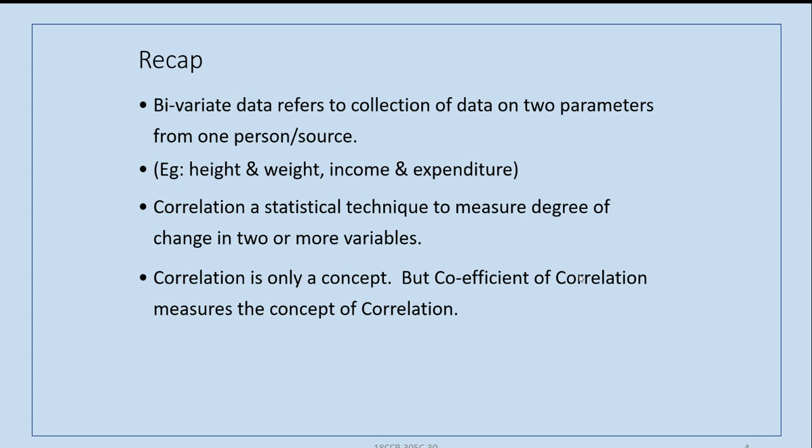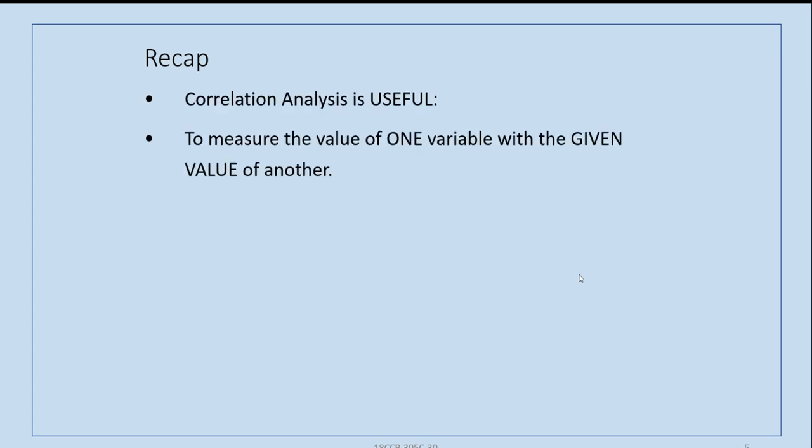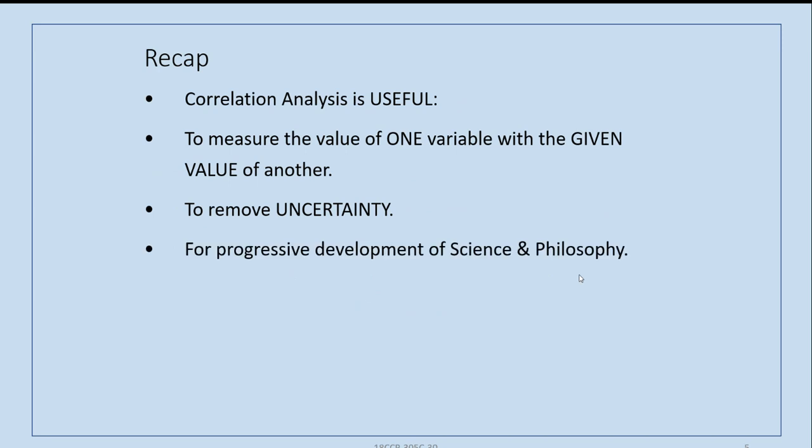That is called correlation. Correlation is only a concept, but correlation coefficient measures the concept of correlation. So to measure the correlation concept, we have to use coefficient of correlation. Correlation analysis is useful to measure the value of one variable with the given value of another variable. This is also explained in the next unit, that is regression analysis.